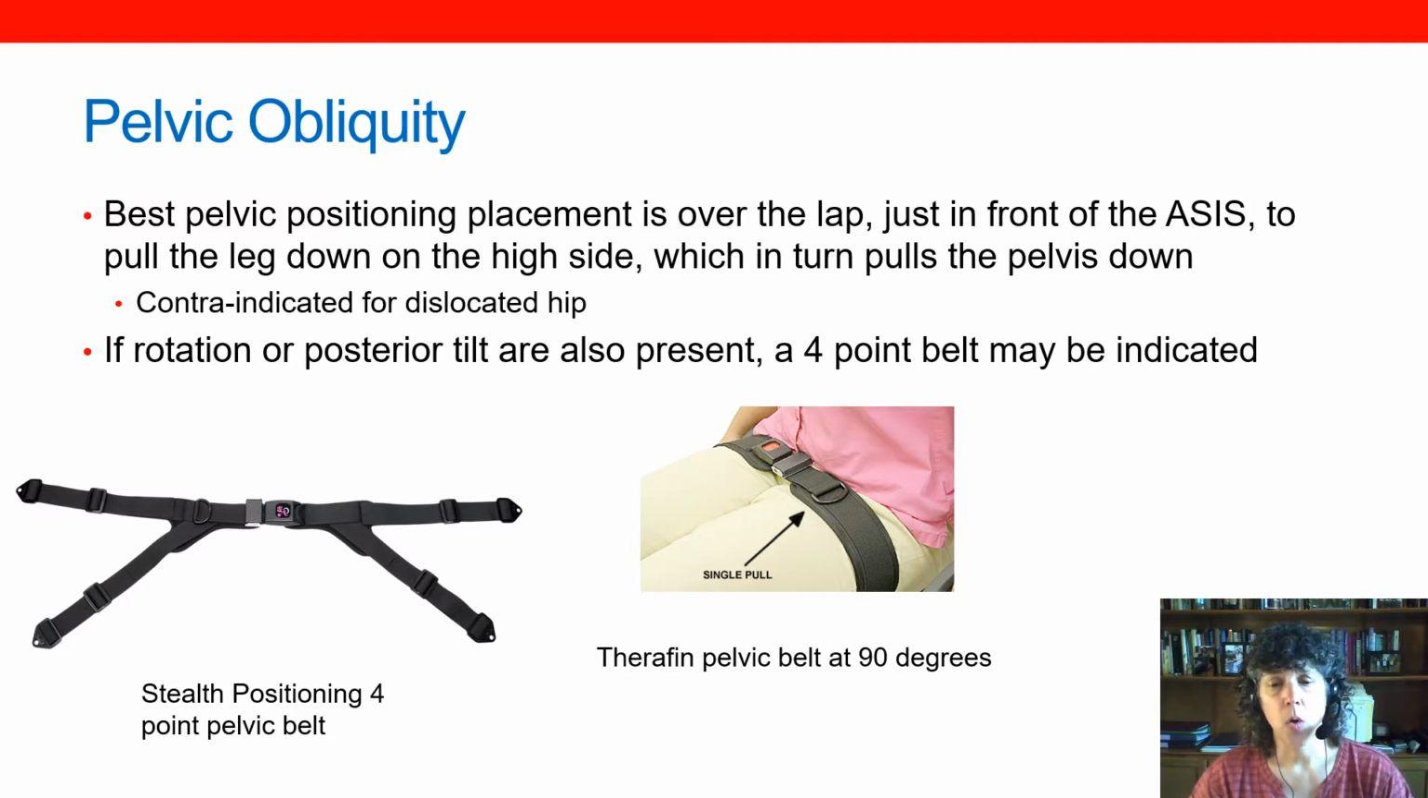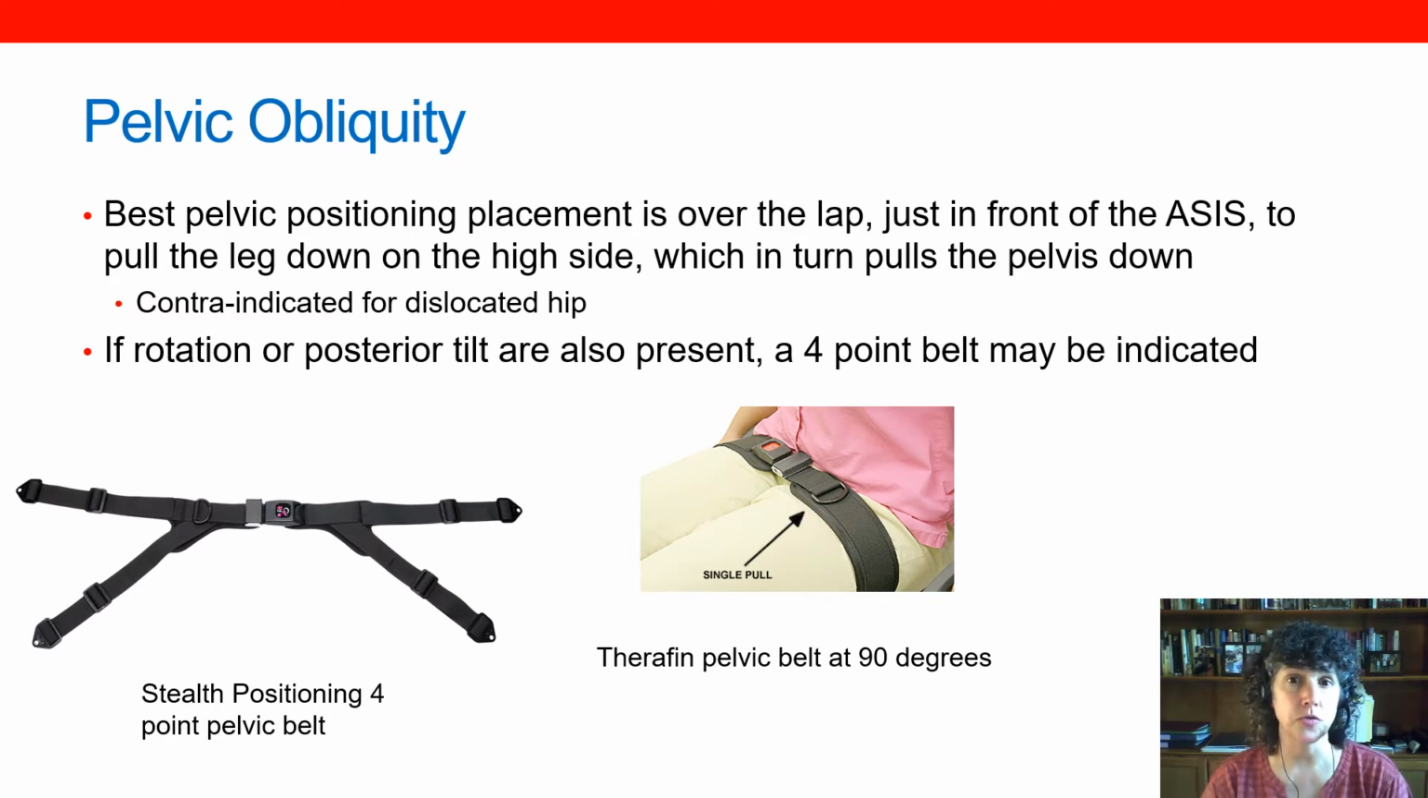Pelvic obliquity. So where do we put the pelvic belt in someone who has pelvic obliquity? Well, the best way of positioning this belt is over the lap, just in front of the ASIS, like we see here in this middle picture. This pulls down the leg on the high side and as a result pulls the pelvis down. This relies on the integrity of the hip joint. If someone has a dislocated hip, pulling down on the leg bone will not pull down on the hip bone, and so we need to find other strategies.